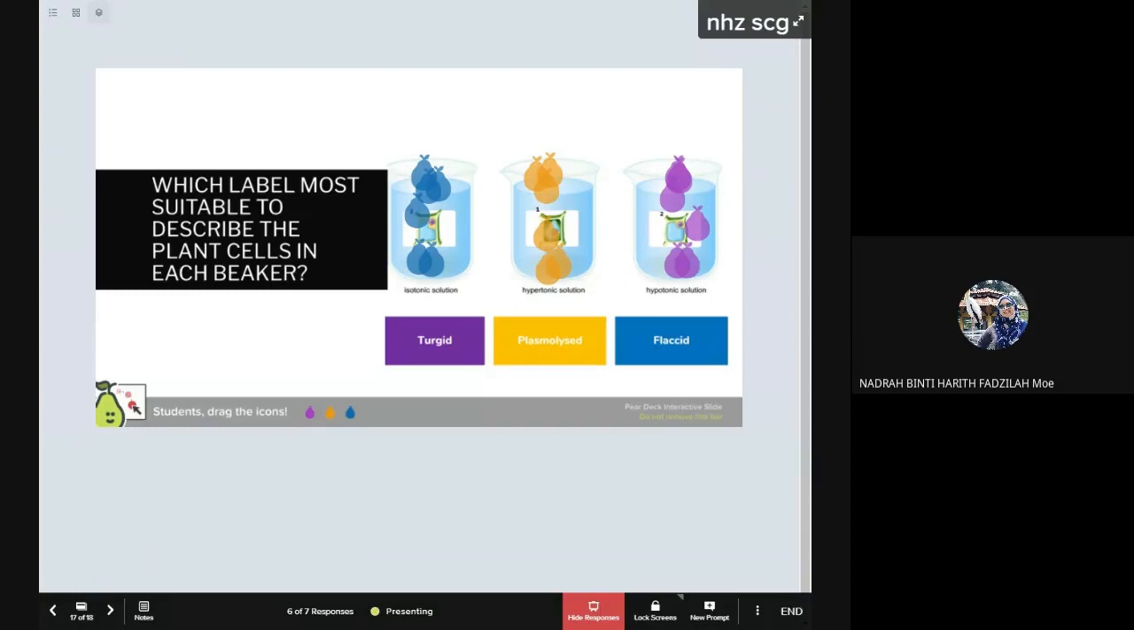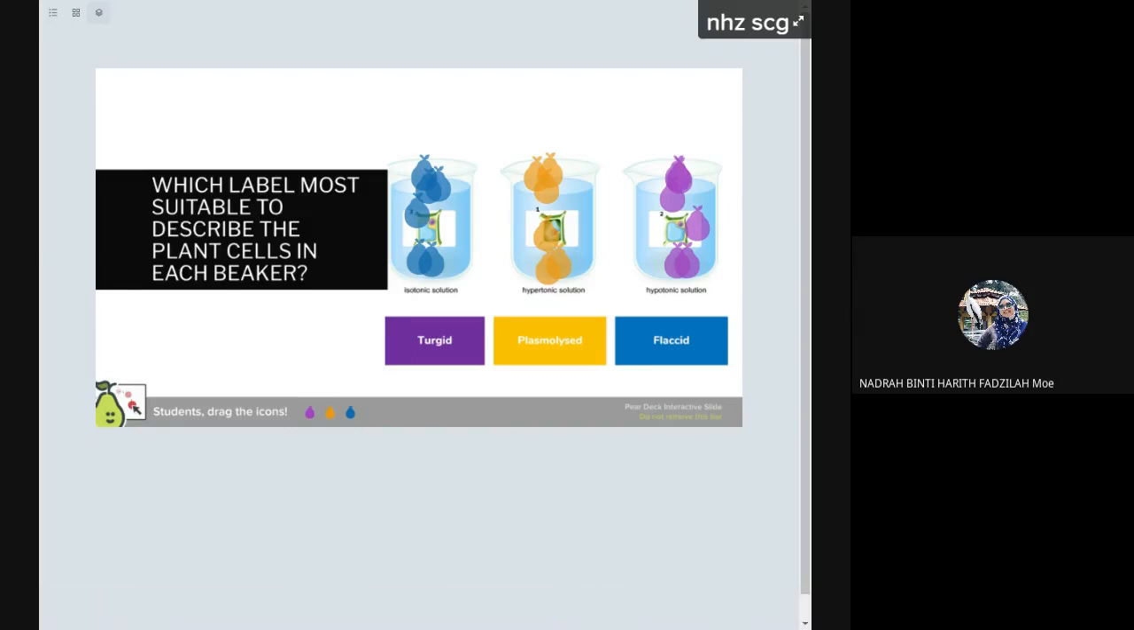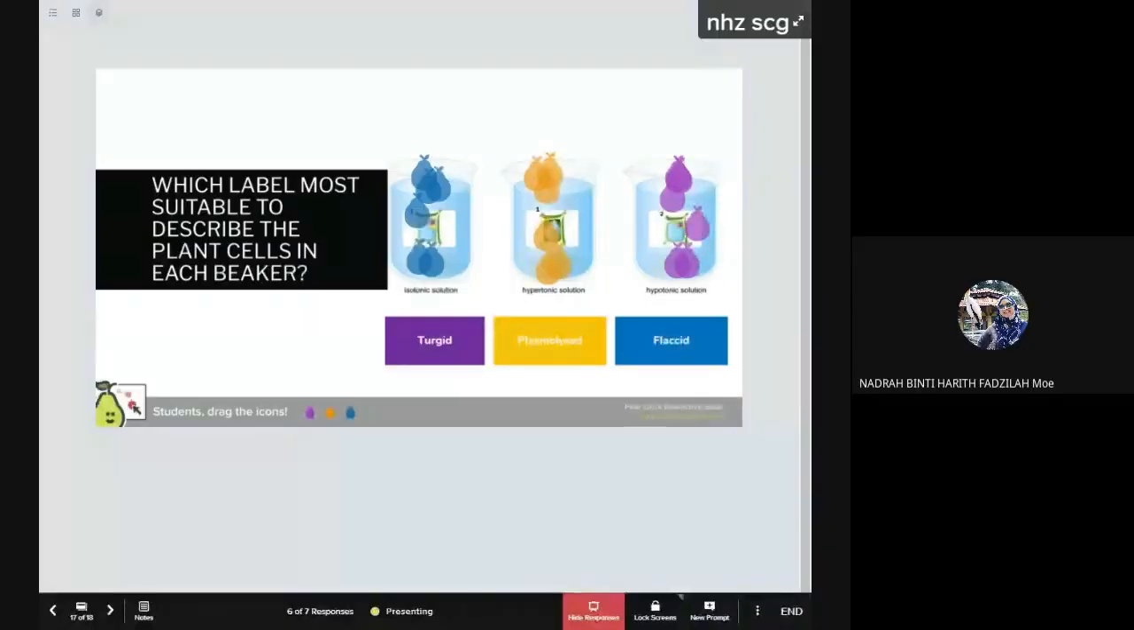So bear in mind, kalau kamu guna buku previous syllabus, flaccid tu dia letak dekat hypertonic solution tau. Itu syllabus lama. So please bear in mind, refer to the current syllabus. The correct term for plant cell in hypertonic solution is plasmolyze, because it undergoes plasmolysis. Kita guna istilah tu sebelum ni.